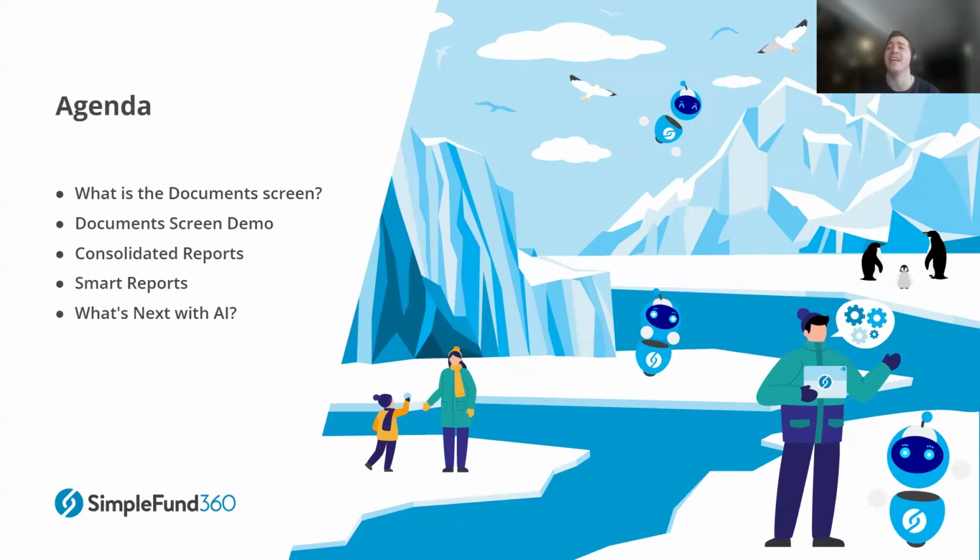After that, have a look at the consolidated reports. That's a nice little feature that we have if you have a few similar SMSFs. After that, we're going to show you our fairly new reports, smart reports. It does have a fair bit of AI integration with it, so it will be pretty exciting to have a look. We'll have a bit of play with it there. And then I'll briefly discuss what is next with our AI in Simple Fund 360 and where we're looking to move to.